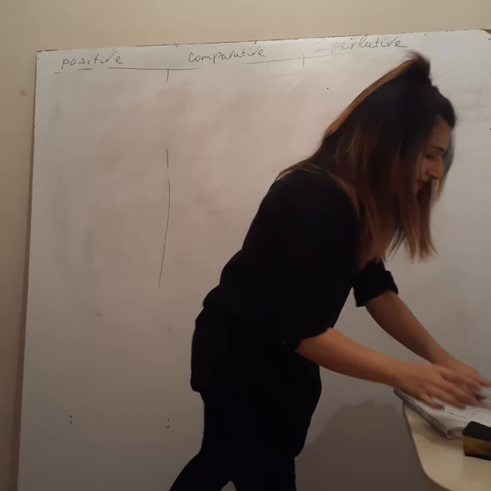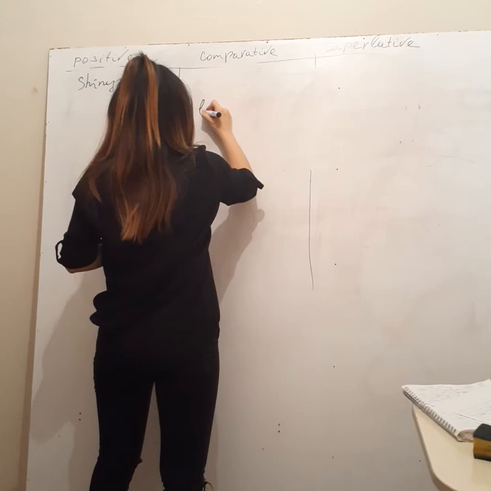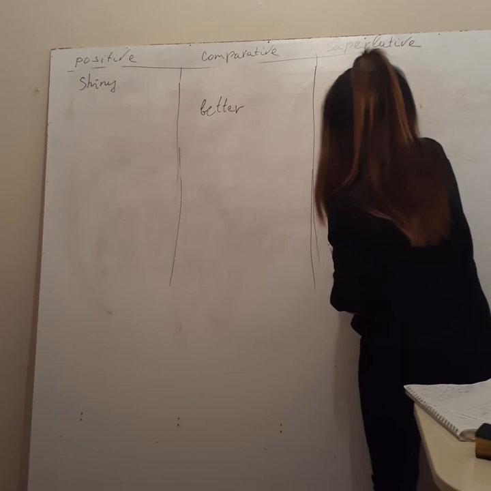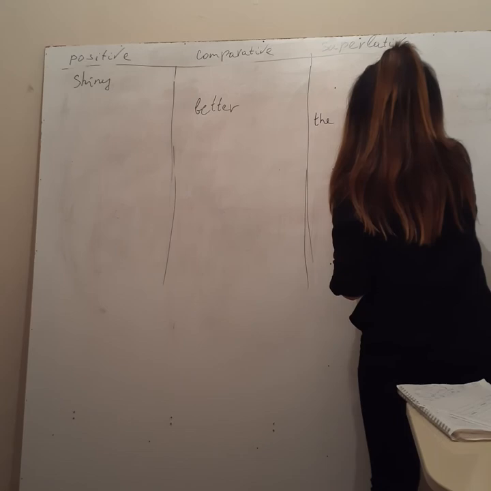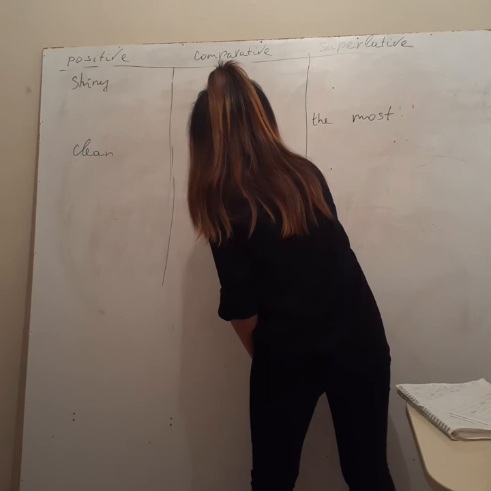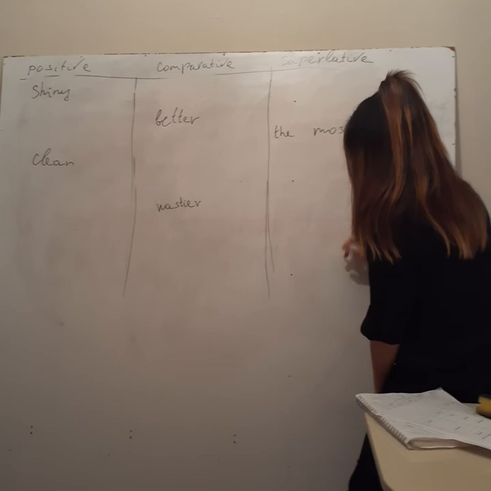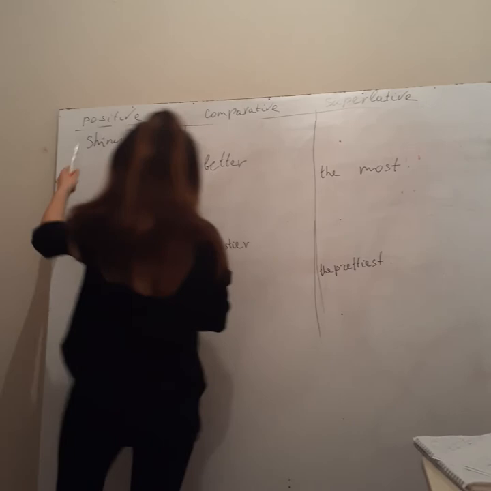And I have some words for you. For example, shiny, better. Okay, I can write here. Sorry, I must first write here the most, for example, and clean, for example, nastier, and I can give some more examples. The prettiest. Okay. Can you say the comparative and superlative forms, positive forms?